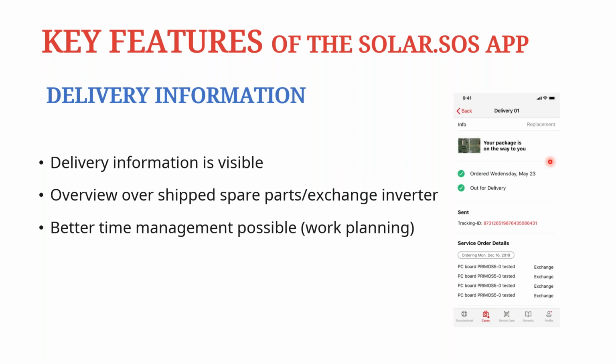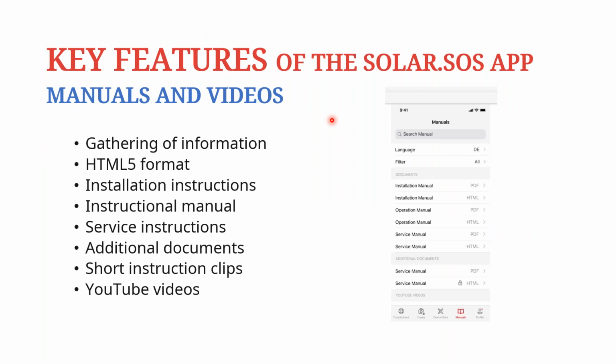So once you're using tech support, you can see, for instance, for this particular case, that your package is on the way for delivery, and it was ordered on Wednesday, May 23. And you can also see what the tracking ID for that particular package is. So if it's coming by DHL or some other courier service, you can also have that particular ID that is to be tracked for that shipment.